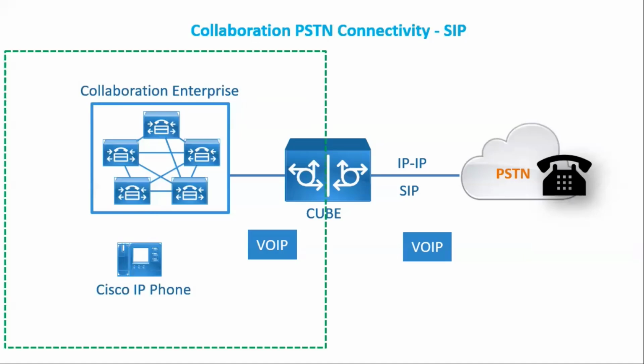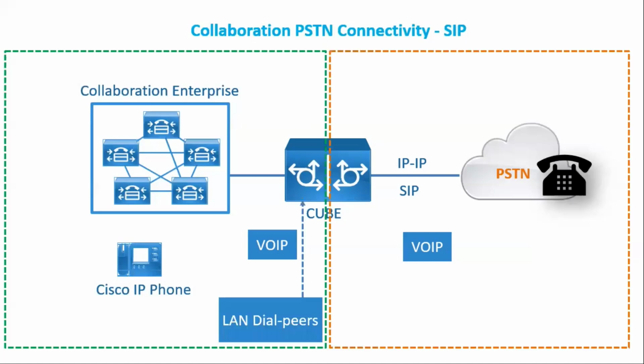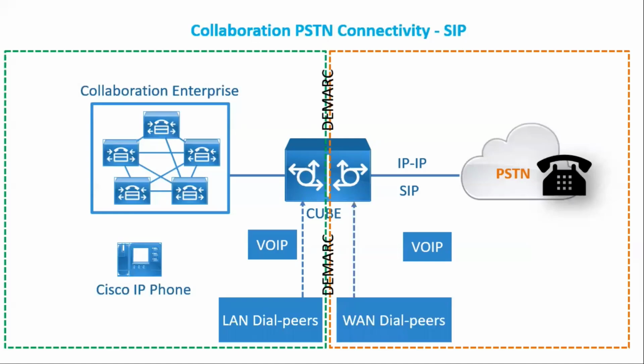If you notice, there is a clear demarcation between the enterprise and the PSTN, and that demarcation is provided by the CUBE router. The dial peers on the LAN side are called LAN dial peers. The dial peers created for the WAN are called WAN dial peers. They are not anything different in terms of the configuration on the CUBE router. However, it's just for our understanding.